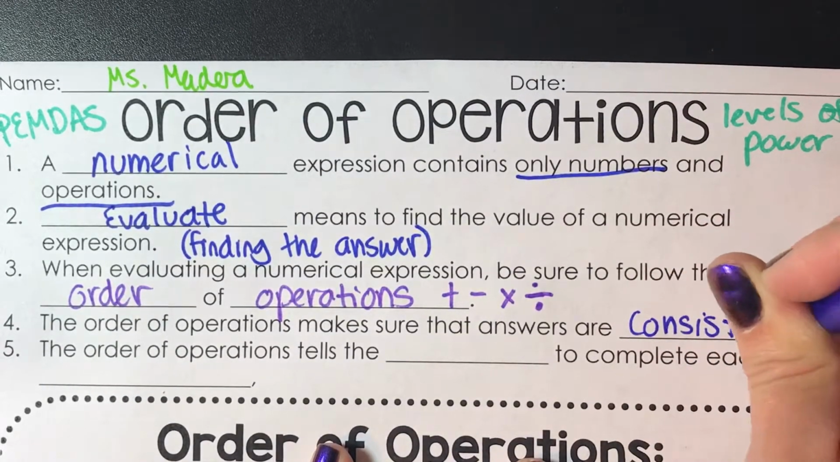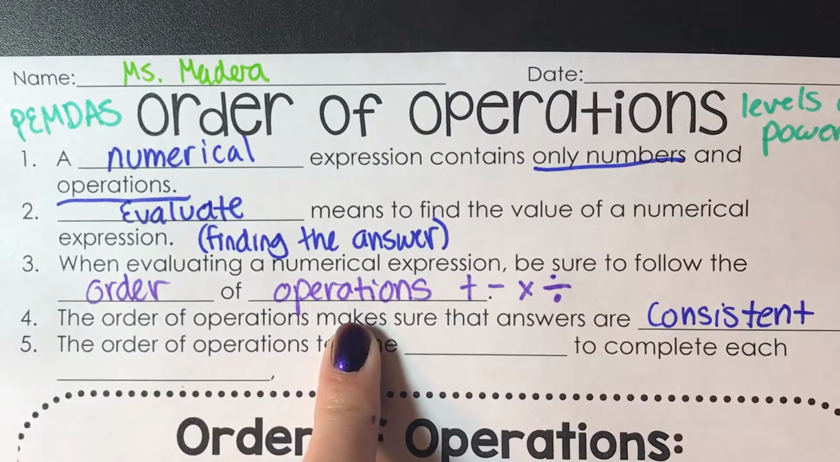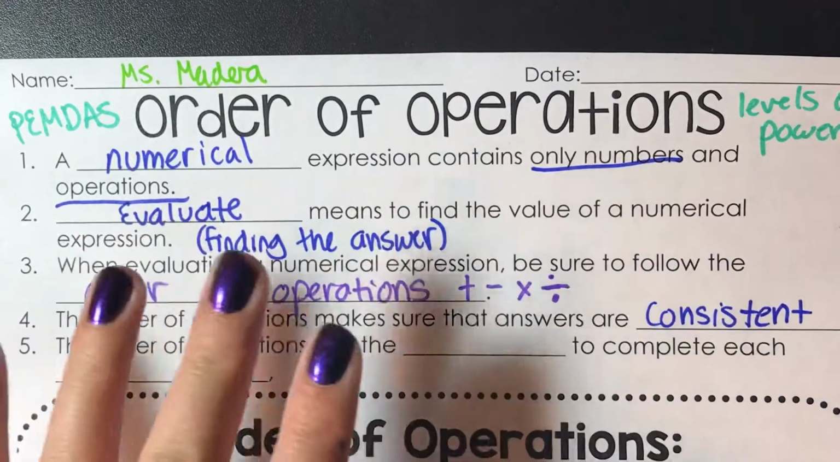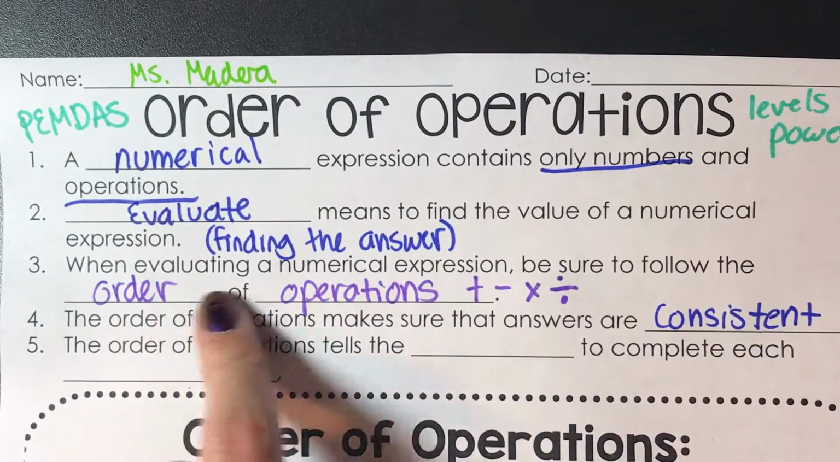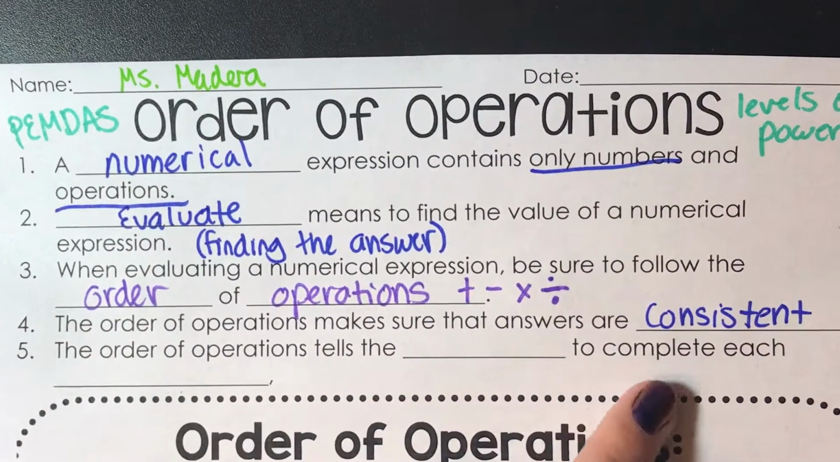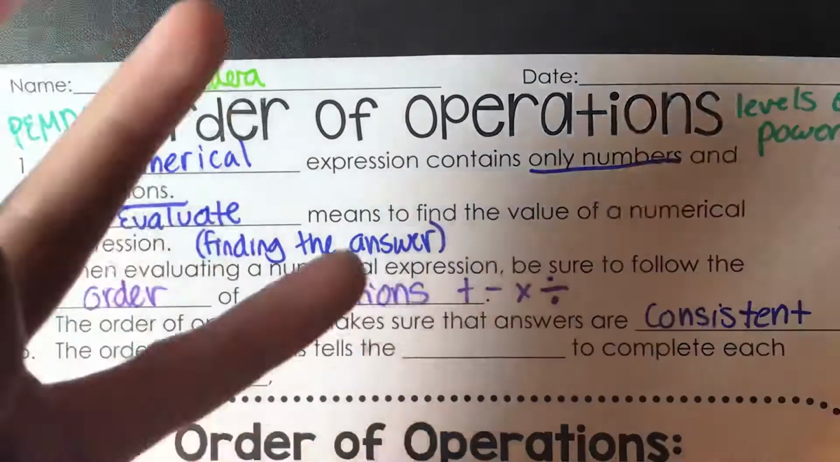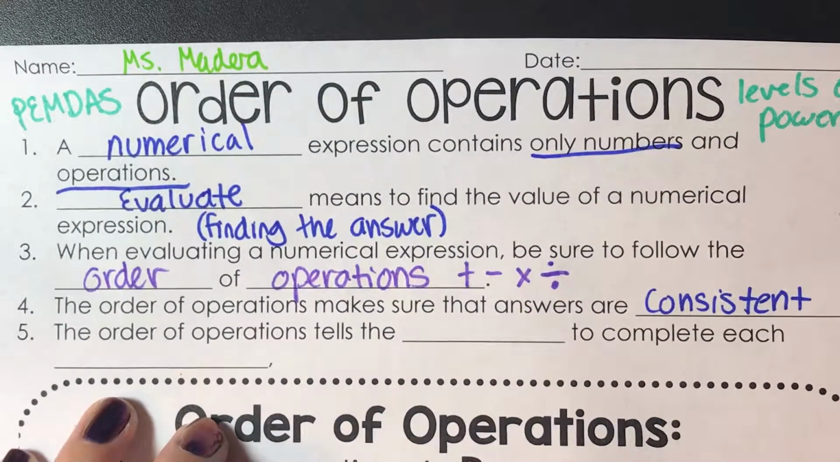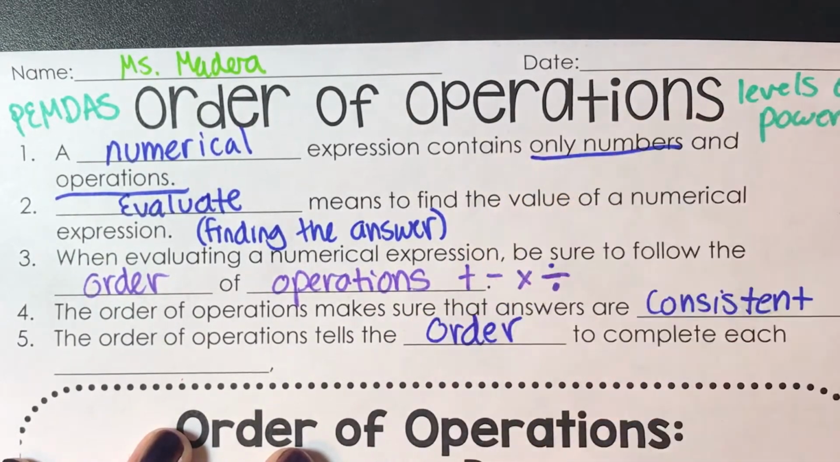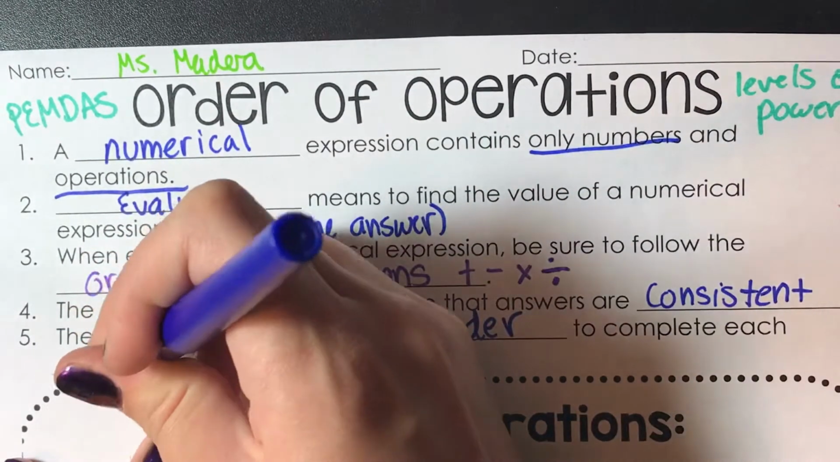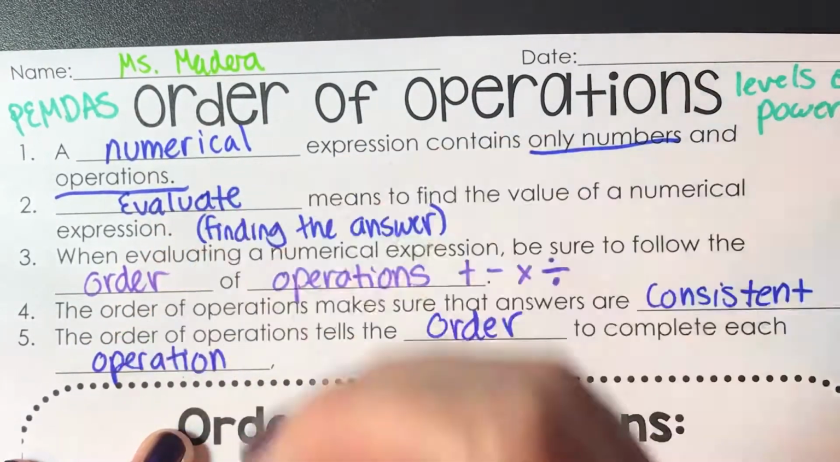Math is a universal language. The order of operations is the same in every country and in every language. Sure, the numbers might be spoken and identified differently, but these set of rules, this order, helps all of us come to the same consistent value, the same answer at the end. The order of operations tells us, shockingly, the order to complete each operation. I can't believe it. I know.